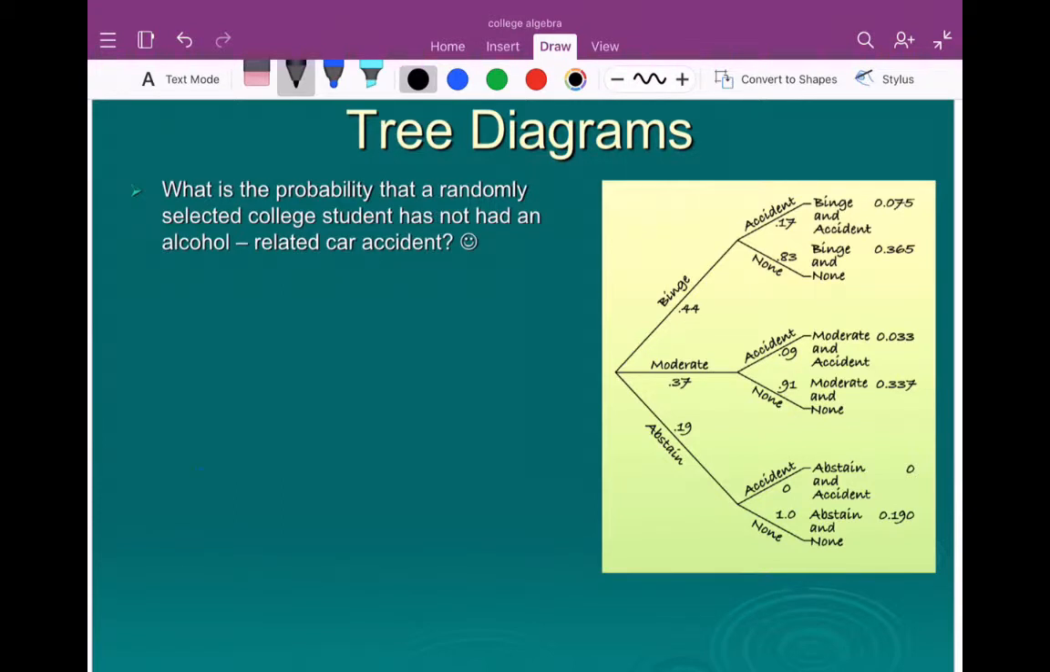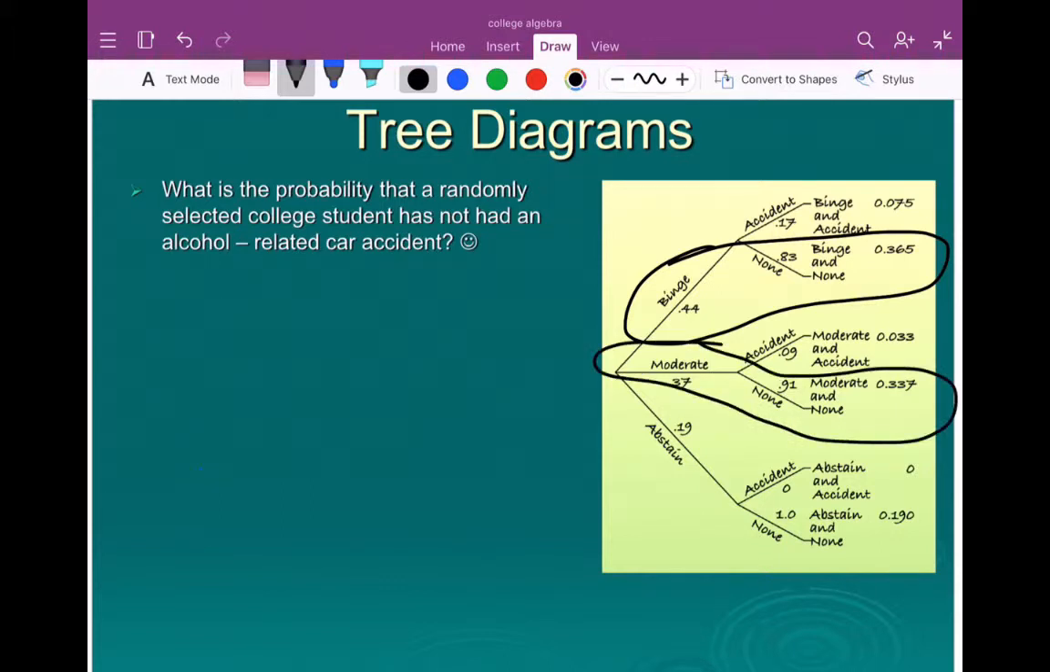Doing one last example with the tree diagram, let's find the probability that a randomly selected college student has not had an alcohol-related car accident. This is a particular situation where having a tree diagram really helps, because not having a car accident is right here, here, and here. All three of these are based off of being either a binge drinker, a moderate drinker, or abstaining from drinking altogether. So I have three different possibilities. I'm going to have to use binge drinker and not being in an accident, a moderate drinker and not being in an accident, and abstaining and not being in an accident.